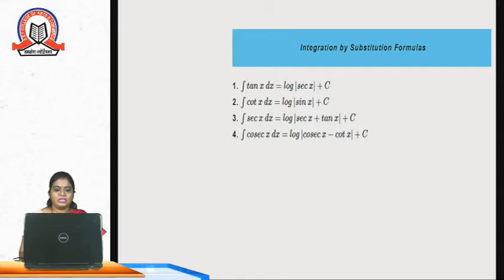And also integration by substitution formulas: integral tan x dx equal to log sec x plus c, integral cot x dx equal to log sin x plus c, integral sec x dx equal to log (sec x plus tan x) plus c, integral cosec x dx equal to log (cosec x minus cot x) plus c.